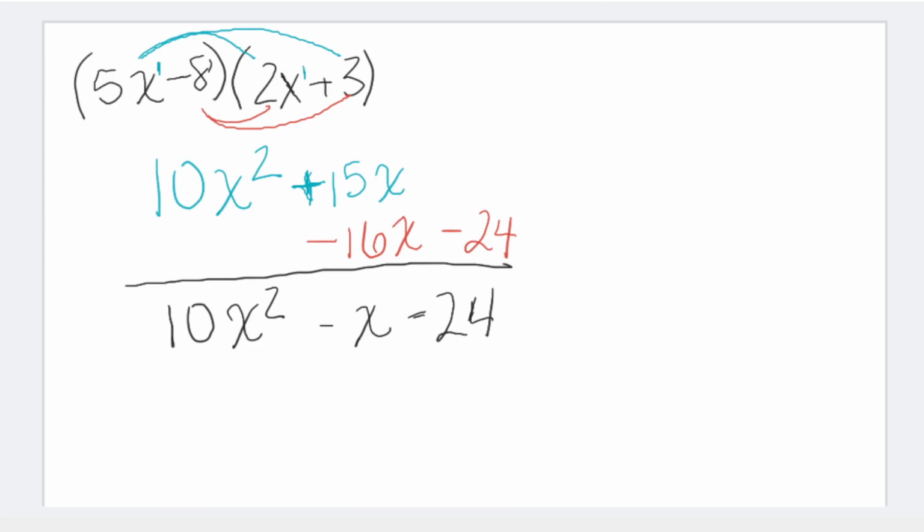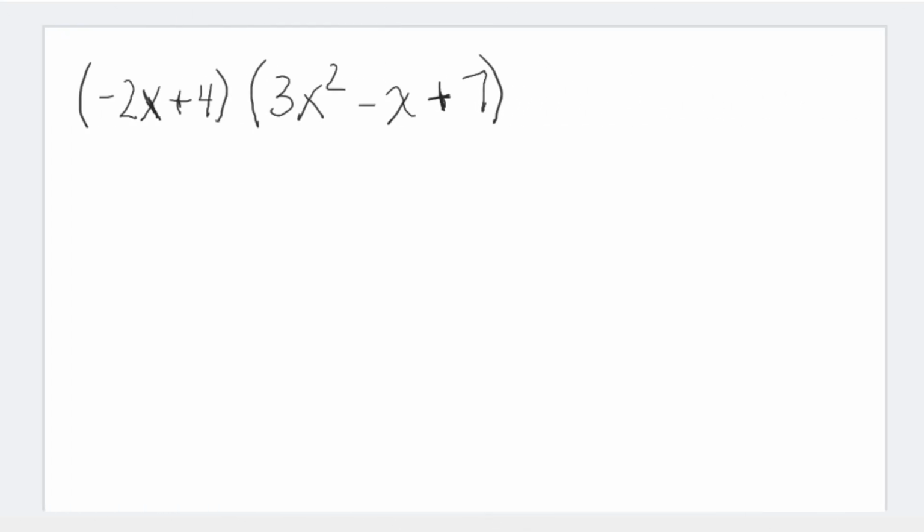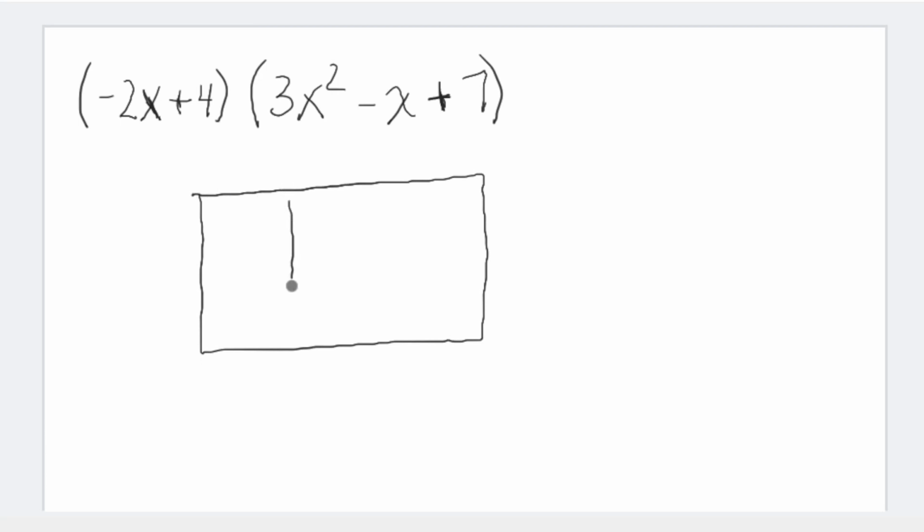Now, that distributive method is completely acceptable for a binomial times a binomial, but when you get a binomial times a trinomial, I find things can get a little messy, and sometimes it can be difficult to tell which terms you've multiplied together. So in cases like that, I often recommend what's called the box method. With the box method, what you do is you write a polynomial that goes down the side and a polynomial that goes across the top.